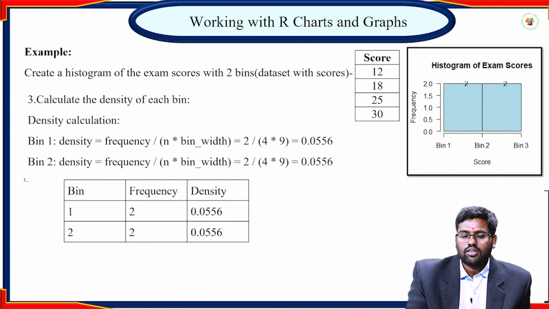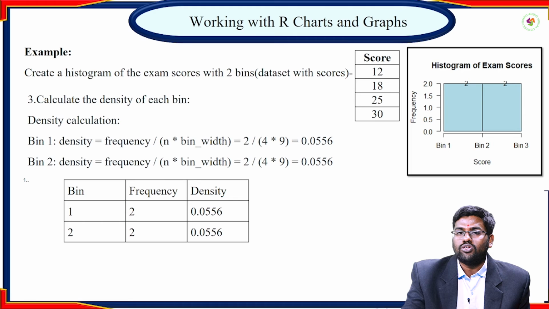So after calculating that, we calculate the density. Frequency means 2 divided by 4 values into bin width 9. After calculating the bin 1 and bin 2 density, those two values are the same, and the frequencies are the same. So that means our program is true. Whenever we are taking these values, the frequency will be the same and the density will be the same. So our values will be executed properly and the histogram will be like this.